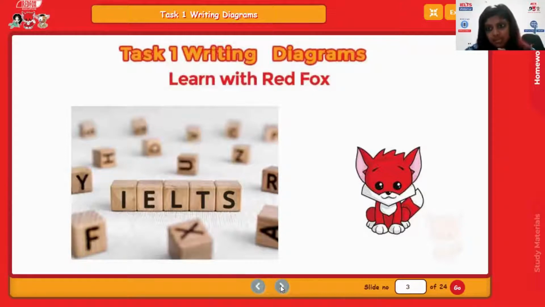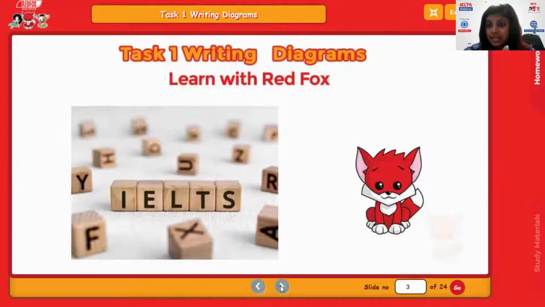In writing, you have two tasks. In general, for IELTS, you have two categories: general IELTS and academic IELTS. Today we are going to be looking at academic IELTS writing task one. In general IELTS, writing task one is letter writing, and in academic IELTS, writing task one is graphs, charts, pie charts and diagrams. A variety of things will be given to you, and you have to describe them. That is your writing task one.